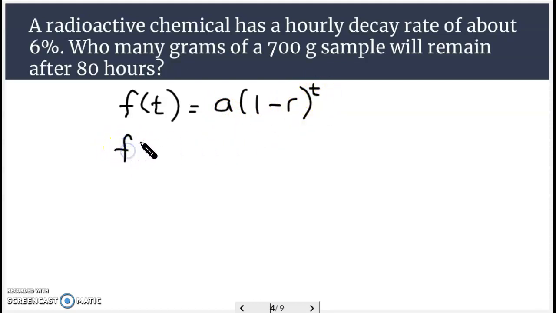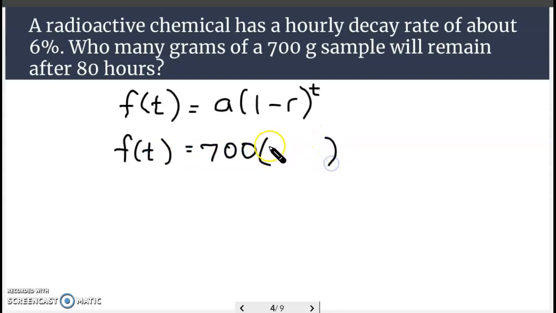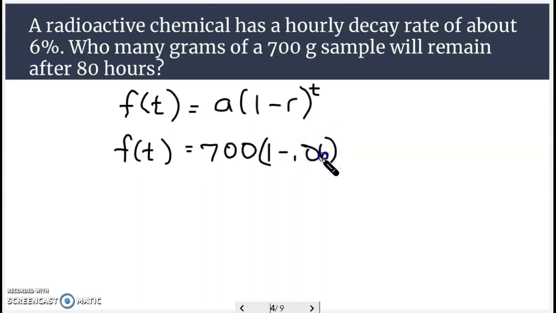So for this problem, let's plug in what we know. The initial value is 700 grams. 1 minus the rate, 1 minus 0.06, rate being raised to the 80th power. Alright, so it's just a matter of plugging that in the calculator. 1 minus 0.06 is 0.94. So really it's 700 parentheses 0.94 raised to the 80th power. And rounding that to 2 decimal places, there will only be 4.96 grams remaining.